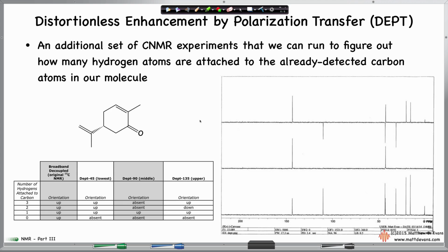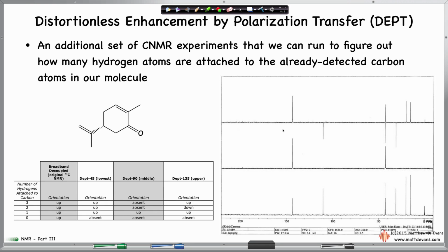It stands for distortionless enhancement by polarization transfer. That's a mouthful, which is why we use the acronym for short, DEPT. There are 3 separate DEPT experiments. The lowest one is called DEPT 45, then DEPT 90, and DEPT 135. The numbers have to do with the angle of the pulses that the carbon experiments use. I don't want to get into the gory details, but there are differences in the way the sample is handled.